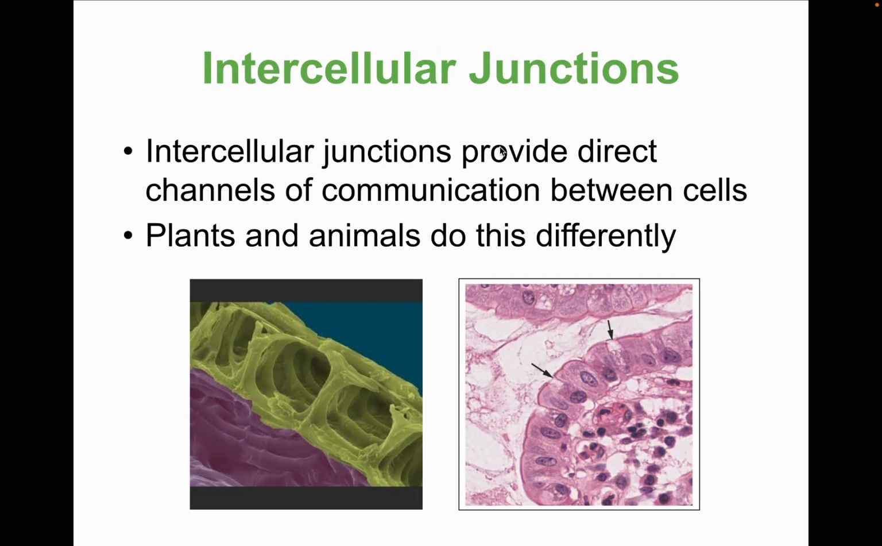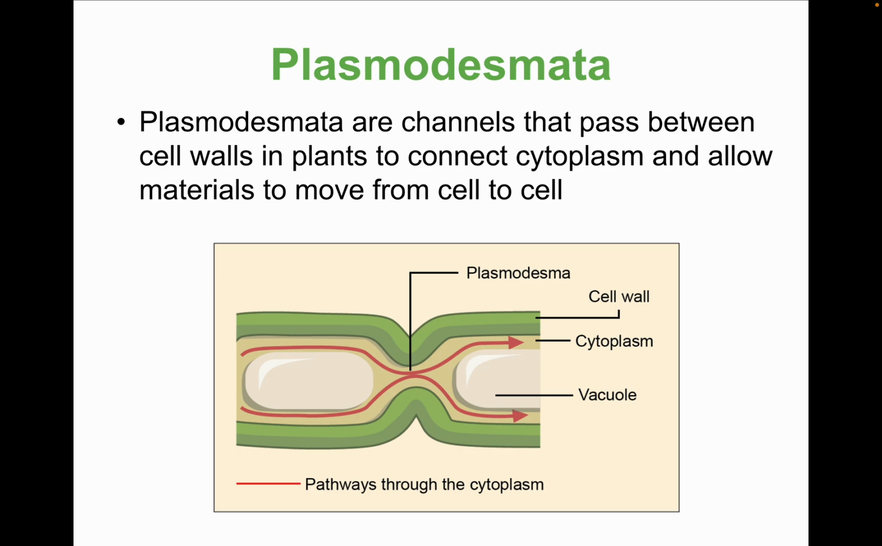So here's an example of what exactly is outside of a cell's membrane. Intercellular junctions provide direct channels of communication between cells, and plants and animals do this differently, as we can see later. The plant cells communicate with each other through something called plasmodesmata. There are channels that pass between cell walls in plants to connect cytoplasm and allow materials to move from cell to cell.